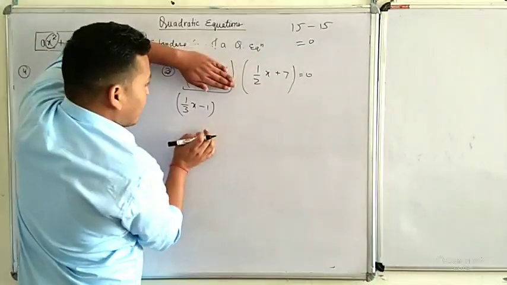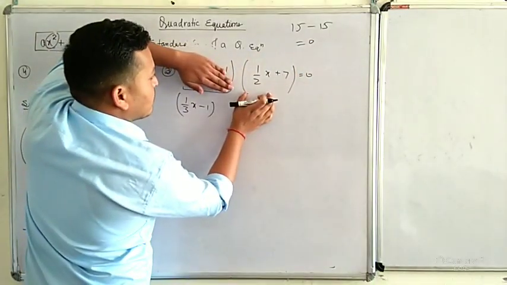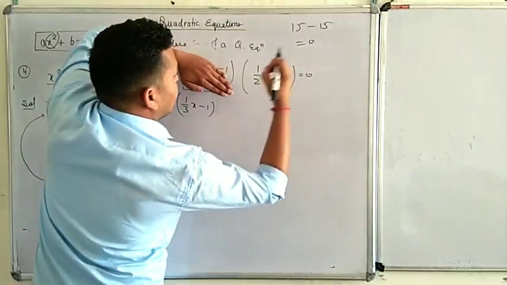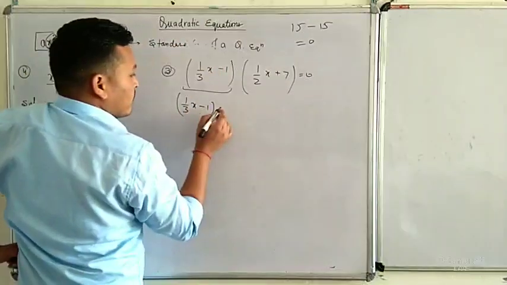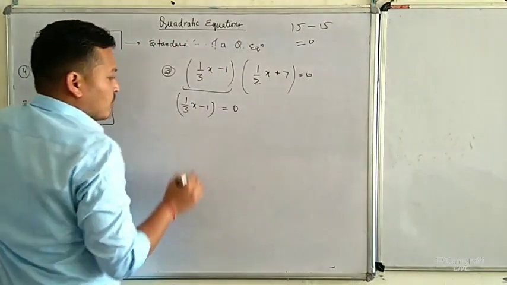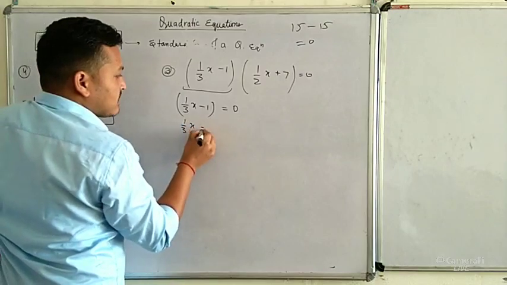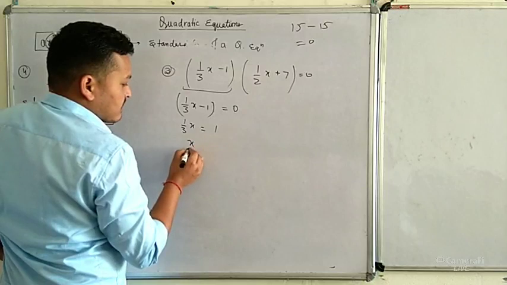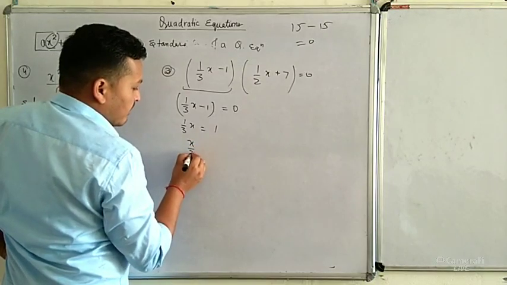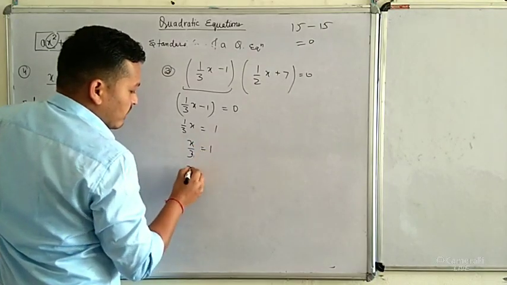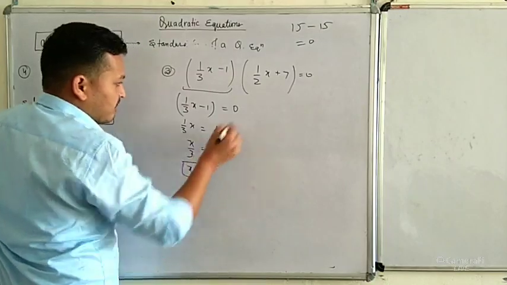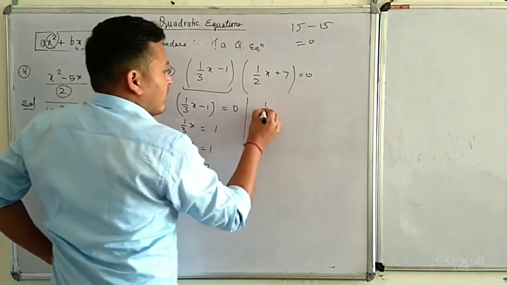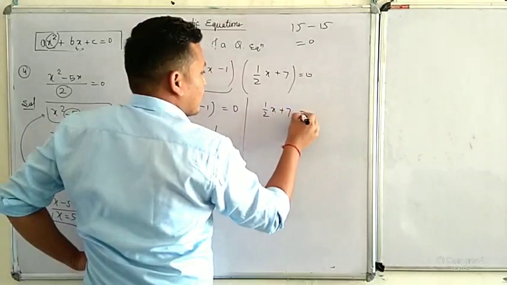So take this part, so when we take this part, it goes to the right hand side, so right hand side 0. Okay, 1 upon 3x minus 1 is equal to 0. So 1 upon 3x is equal to 1 on the right hand side, positive 1, so 1 into x upon 3 is equal to 1, so x is equal to 3. This is the first solution. And second, 1 upon 2x plus 7 is equal to 0.